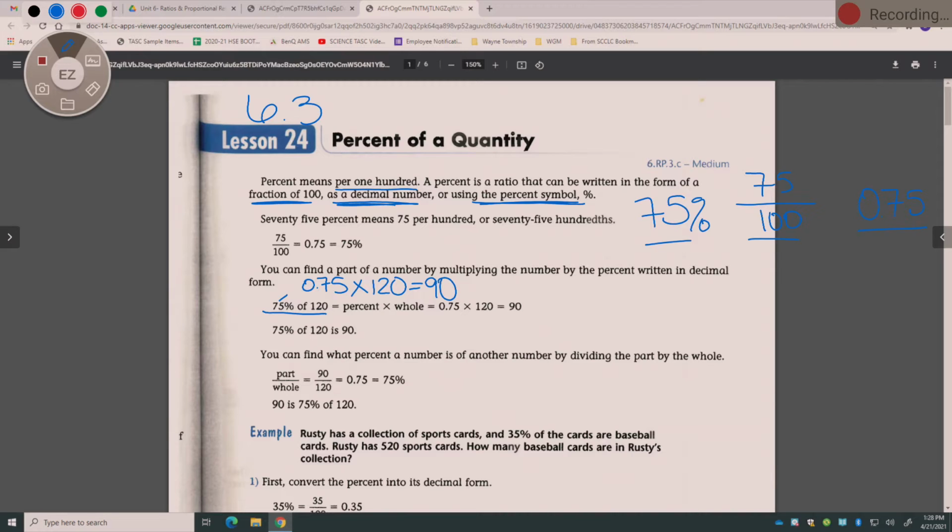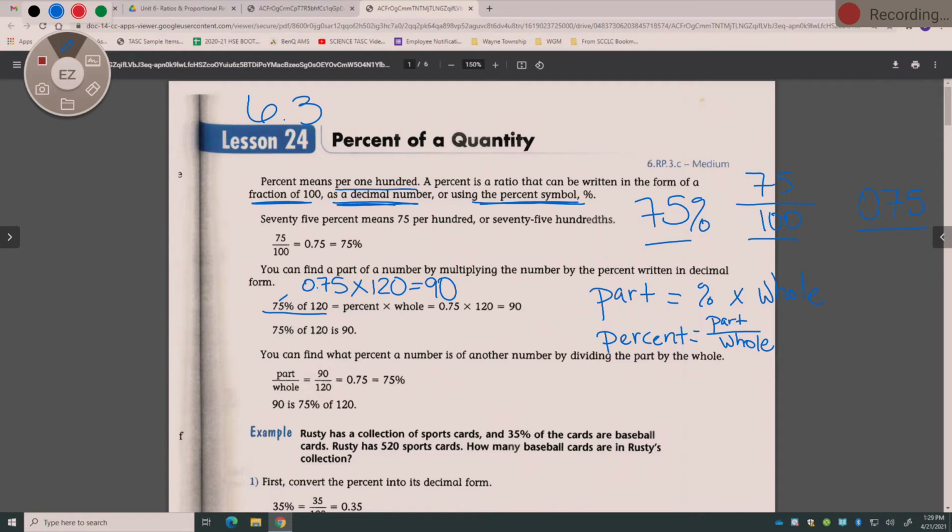So one way to think of this is a part equals the percent times the whole. Another way of thinking of it is the percent equals the part divided by the whole. So it just depends on what kind of information we're getting, for which kind of math problem we want to do.